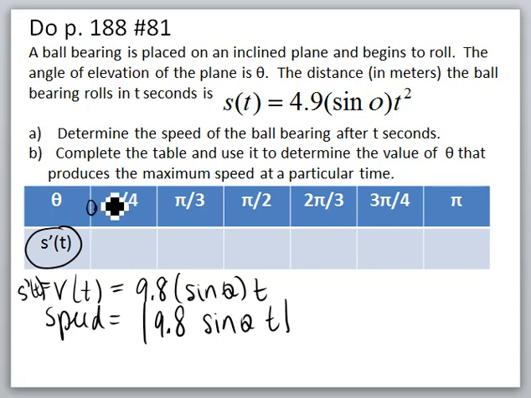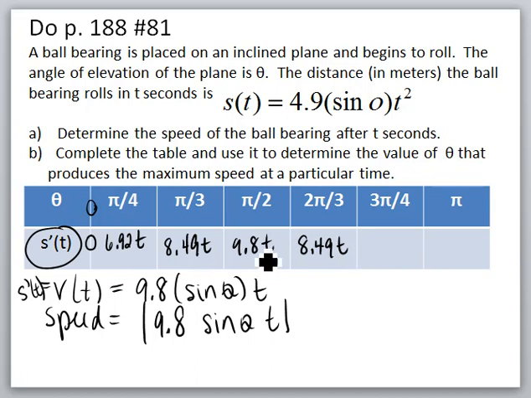What we're going to do is ask the calculator at each one of these values, what is s prime of t? When I put in 0, I do get 0. I am missing that number. When I put in pi over 4, I get 6.92 t. When I put in pi over 3, and all I'm doing is asking my calculator each one of these things, I get 8.49 t. When I put in pi over 2, I get 9.8 t. When I put in 2 pi divided by 3, I get 8.49 t.